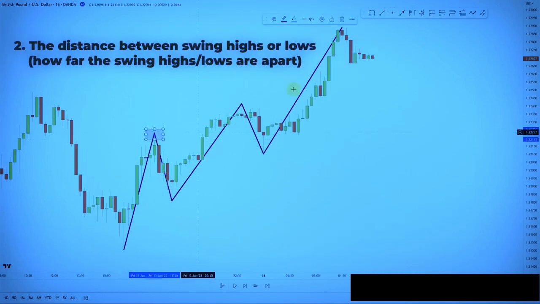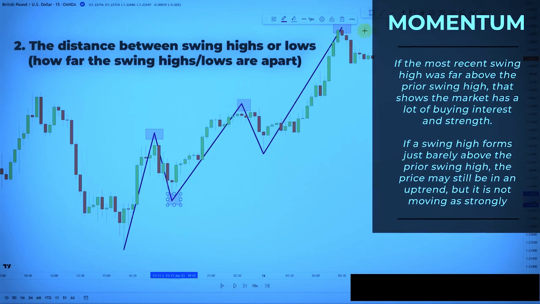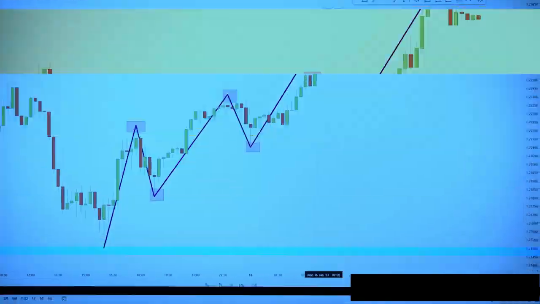The distance between swing highs or lows, meaning how far the swing highs or lows are apart, is a sign of trend strength. If the most recent swing high was far above the previous swing high, that shows that the market has a lot of buying interest and strength. If a swing high forms just barely above the prior swing high, the price may still be in an uptrend, but is not moving as strongly.